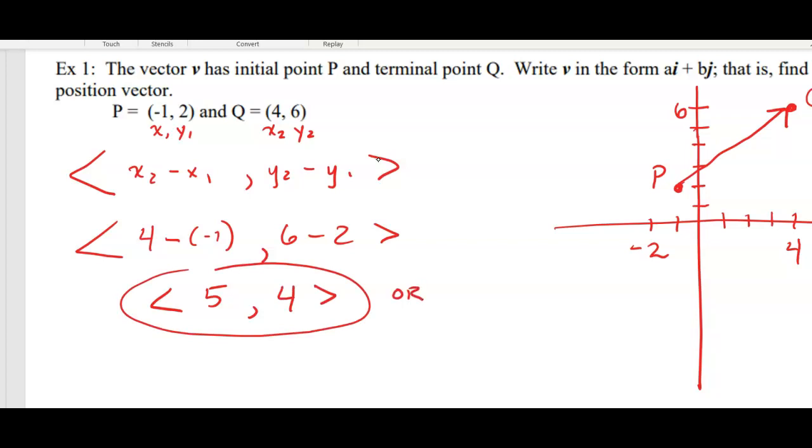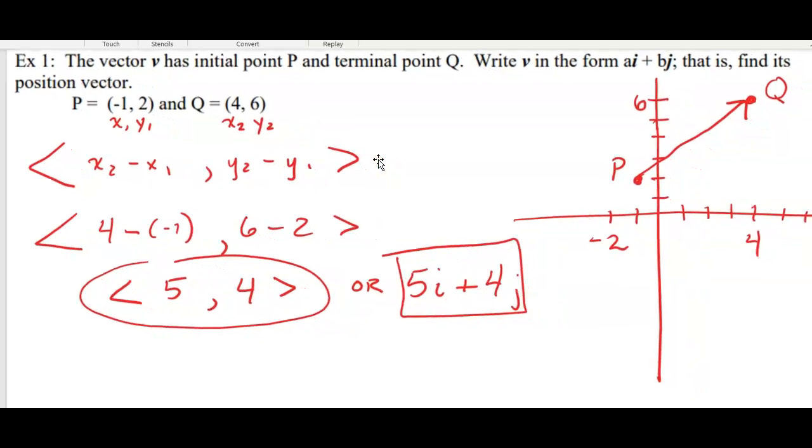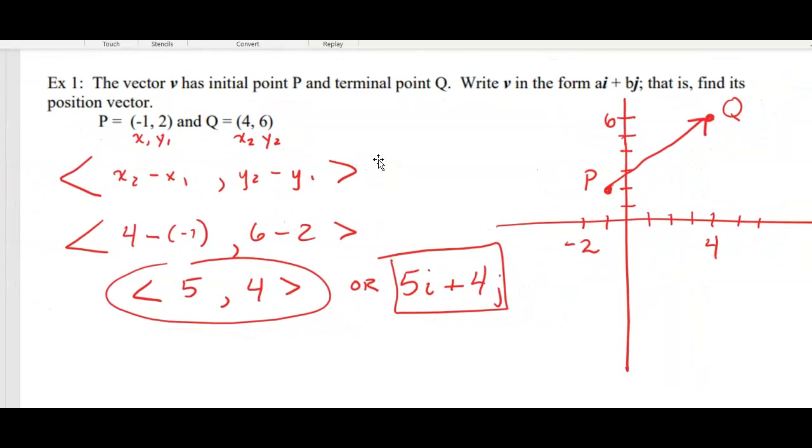Or in the form ai plus bj, that's going to be 5 of those and 4 of the other. Wow, there it is. Now, I want you to see physically what that actually did. We took this vector PQ, and we actually moved it so that it's at 5, 4 in standard position. So it's here now. And if I had sketched everything correctly, it would look like the exact same direction, the exact same magnitude, we just shifted it.